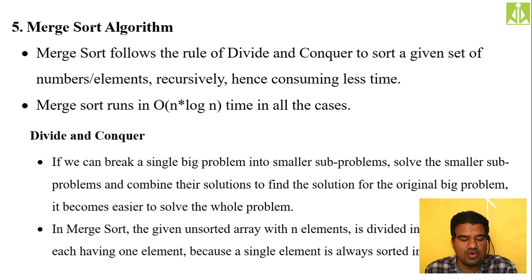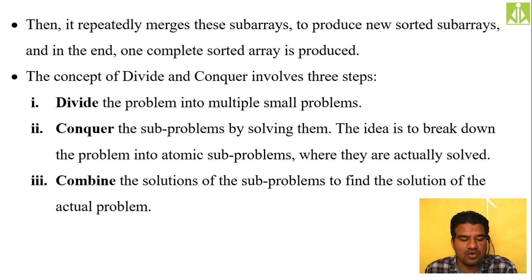So if you have only one element, what are you going to sort? By default it will be in sorted order. Each having one element, because a single element is always sorted in itself. Then it repeatedly merges these subarrays.